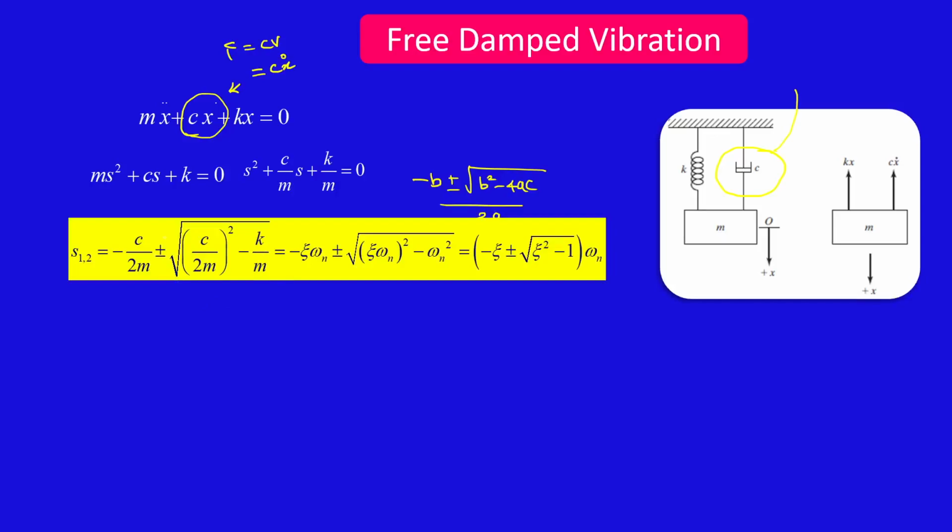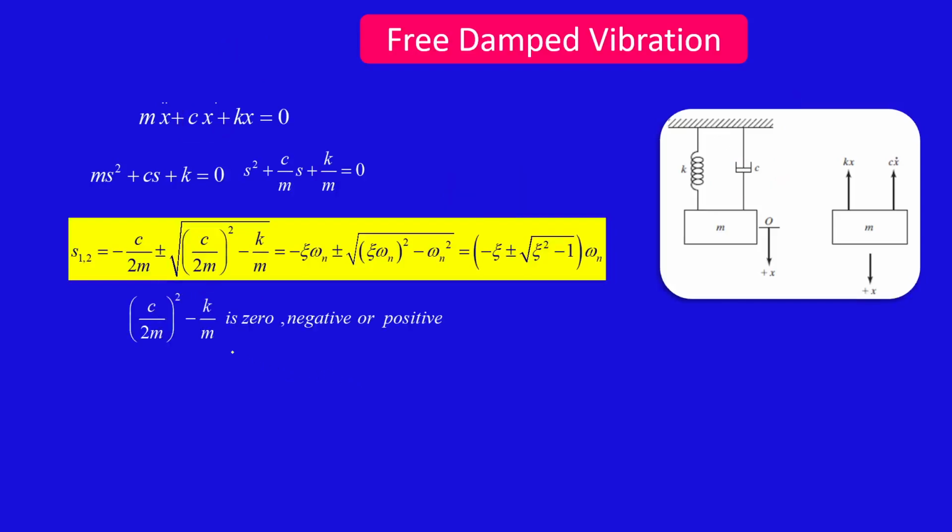Here, this is plus or minus. Because of this, you will get multiple answers. The entire answer depends on this square root value, (c by 2m) squared minus k by m. It may be 0, negative or positive. There are three possible answers. If it is 0, then what happened? Imagine this value is 0, then what happened?